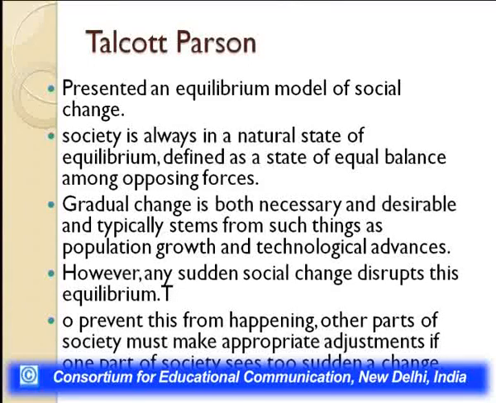For Talcott Parsons, society is always in a natural state of equilibrium. Equilibrium means that there is a kind of balance, and he defined the equilibrium of a society as an equal balance of opposing forces. So, equilibrium or balance will be achieved when there are two different kinds of forces on the two sides of the fulcrum. Gradual change is both necessary and desirable, and typically stems from such things as population growth, technological advances, economic changes and other changes.